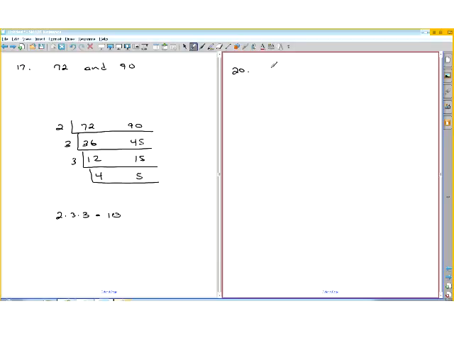Let's try problem 20. 384 and 222. Okay, so we're going to write these in a row. 384, 222. Again, we divide by 2. So 384 divided by 2 is 192. 222 divided by 2 is 111. Okay, so we can't divide by 2 because one of these is odd.